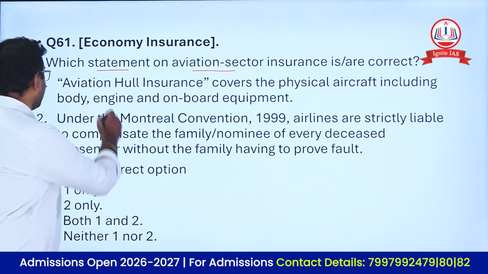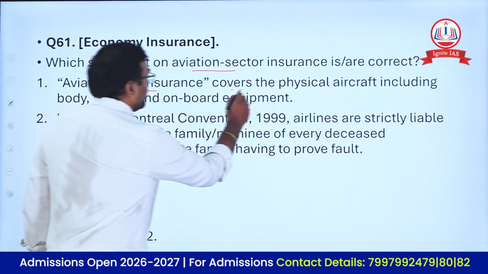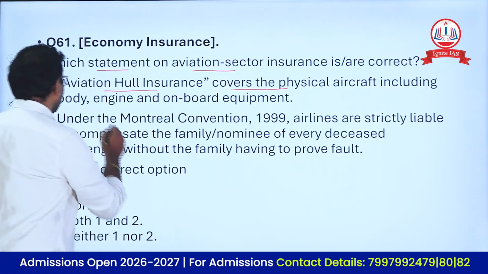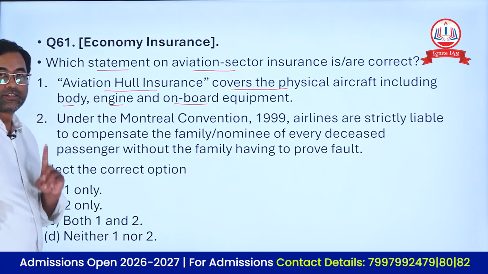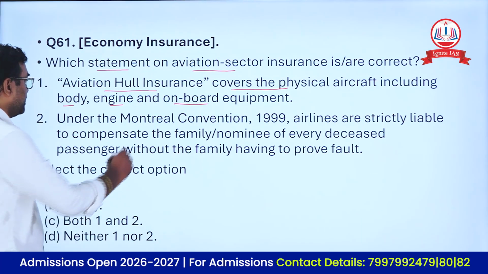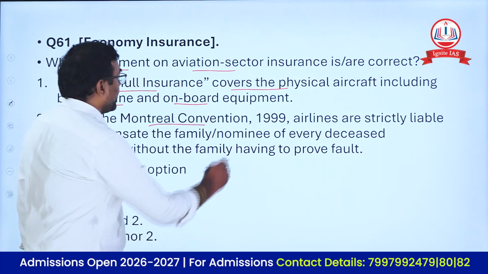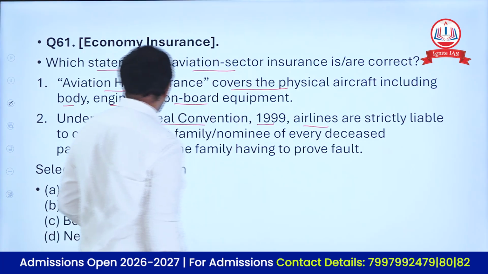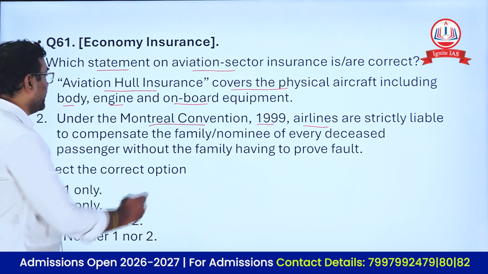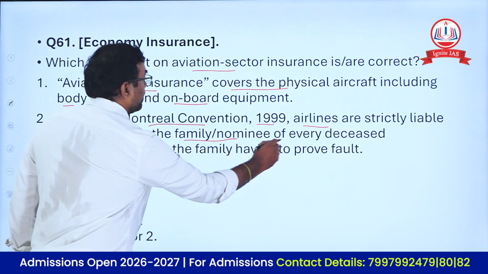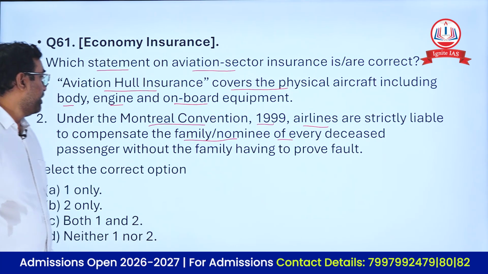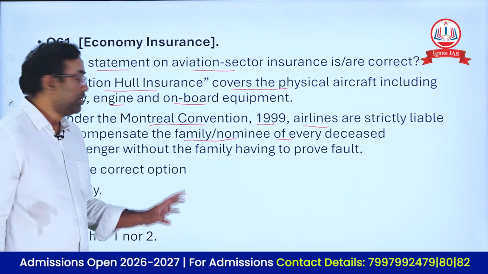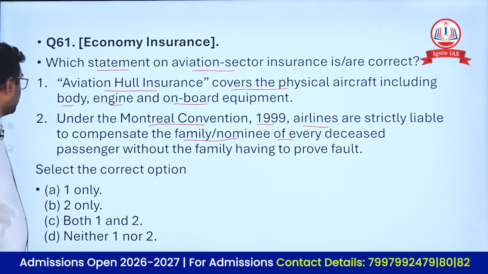First statement says that aviation hull insurance covers physical aircraft including body, engine, onboard equipment. Second statement says that under Montreal Convention 1999, airlines are strictly liable to compensate any family or nominee of every deceased passenger without the family having to prove fault. So that's why here they have given 2 statements. Which of the following statements are correct?